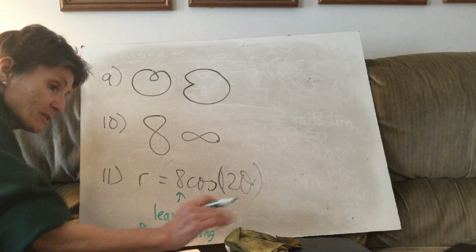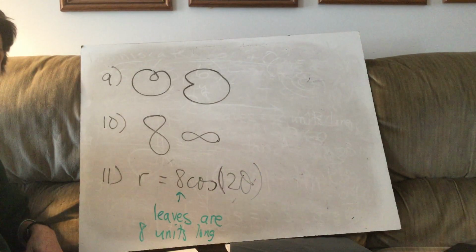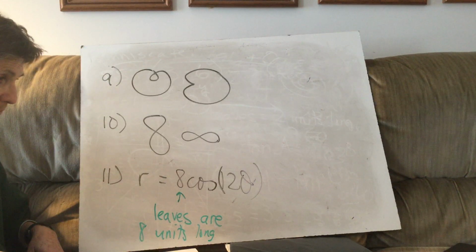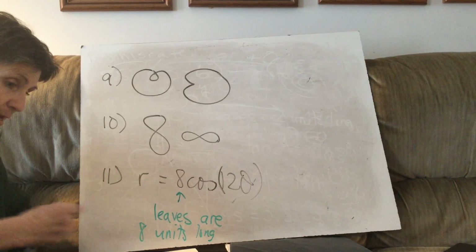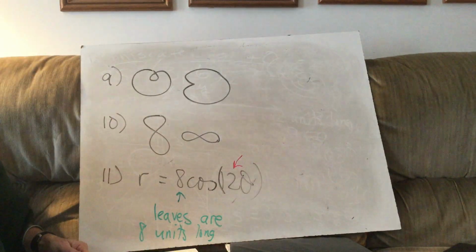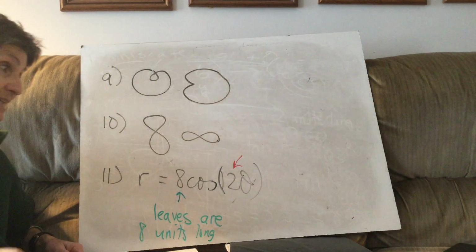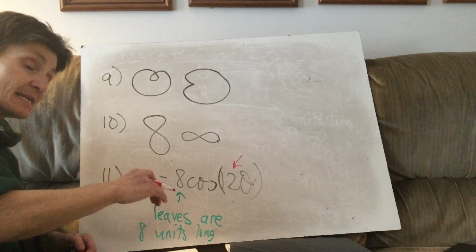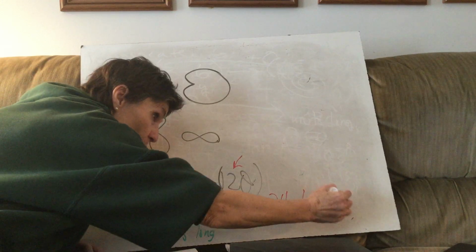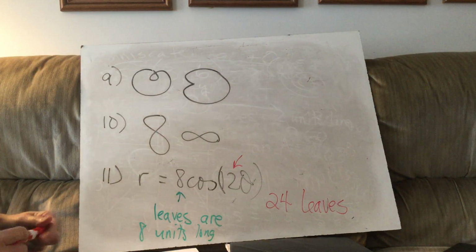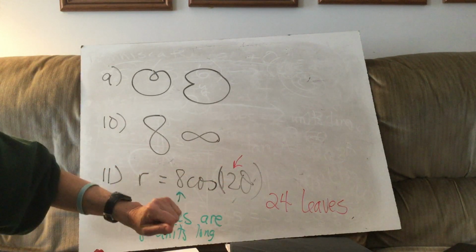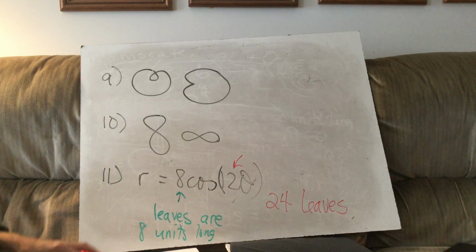So if I were going to graph this on my calculator, I'd have to make sure that my screen was big enough to accommodate 8 units long. And then this number right here tells me how many there are. If that number is odd, that's how many there are. But if that number is even, there's double that. So this rose would have 24 leaves, because if that number is even, there's twice that many leaves.